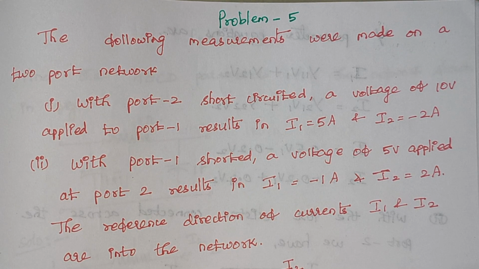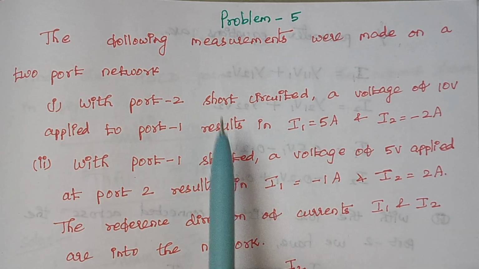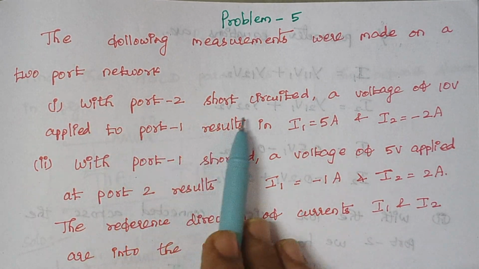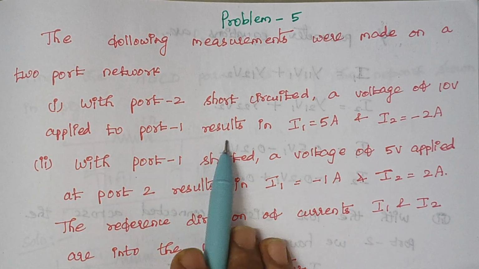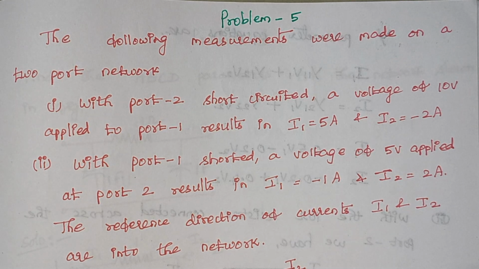Today we are going to solve problem 5 related with Y parameters. The problem is the following: measurements were made on a two-port network. With port 2 short circuited, a voltage of 10 volt is applied at port 1, which results in I1 equal to 5 amps and I2 equal to minus 2 amps.